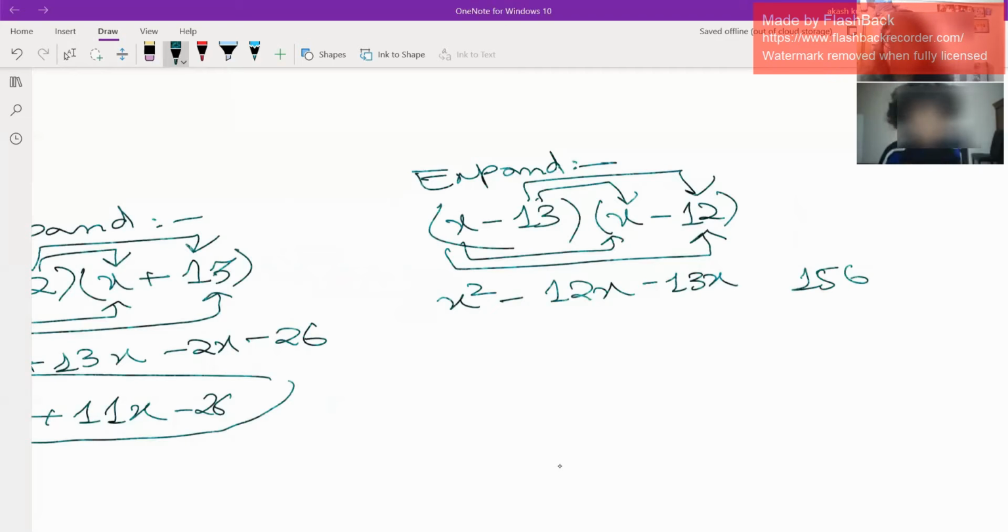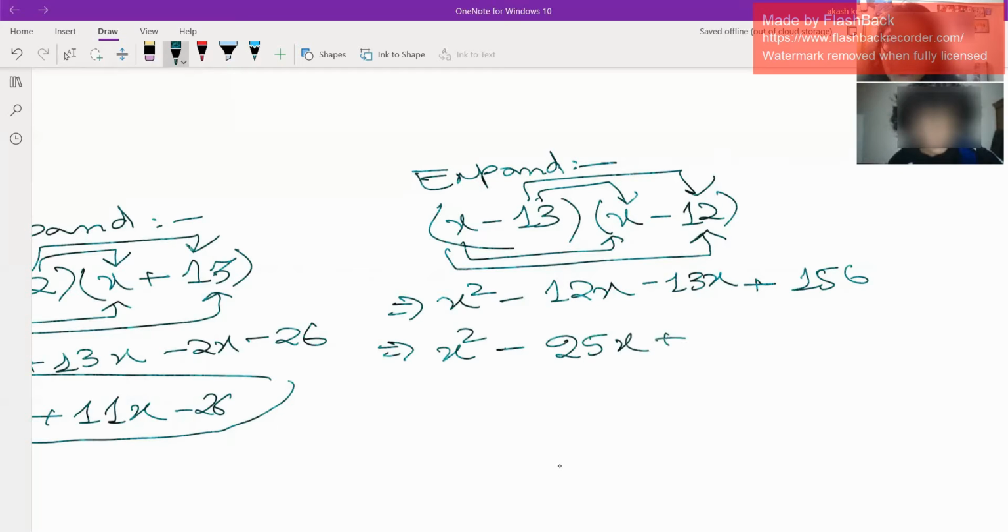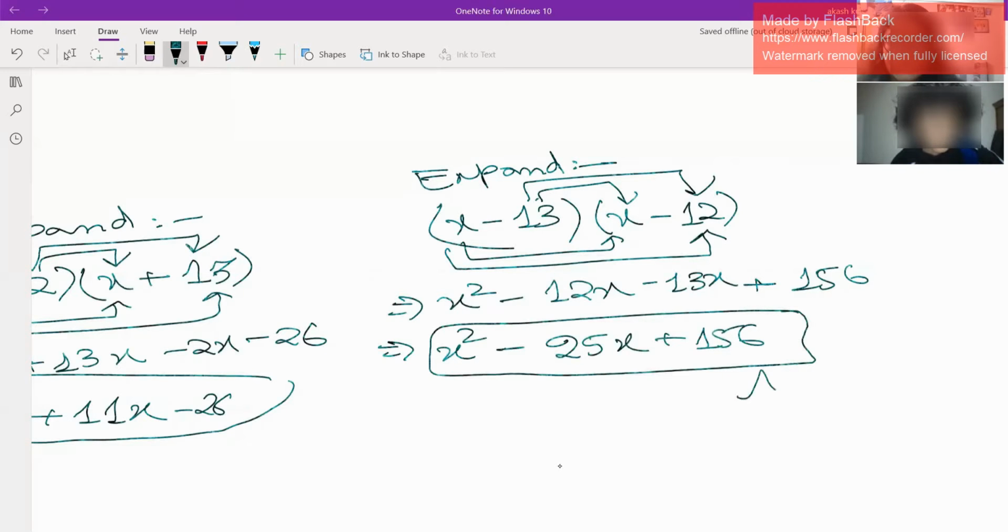Will it be plus 156 or will it be minus 156? Plus. Why plus? Because it's multiplying negative and negative. Okay, it's clear. So x square minus 12x minus 13x is minus 25x, and plus 156. Is it clear? Yes.